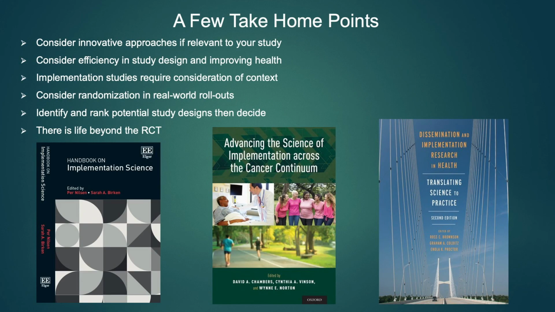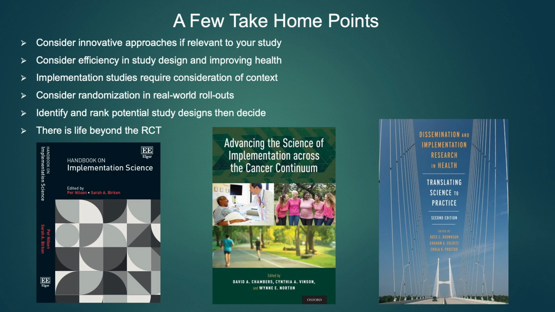Just a few take-home points. It's really fun to think about innovative approaches, but only if they are relevant to your study. So thinking about SMART trials or MOST trials, the issue is making sure that your design addresses not only the intervention, but the context and implementation strategy. Considering efficiency, we're trying to improve that lag between intervention development and health impact.